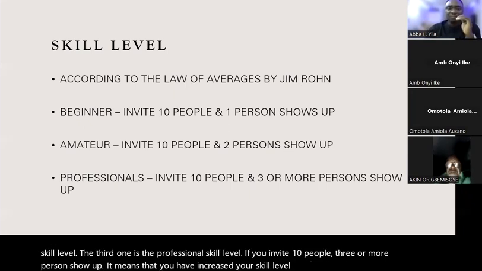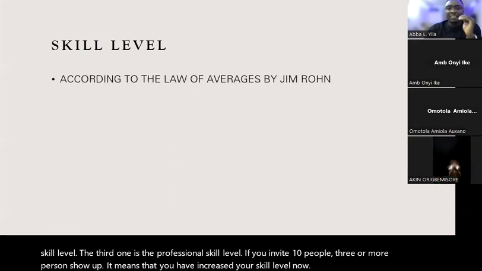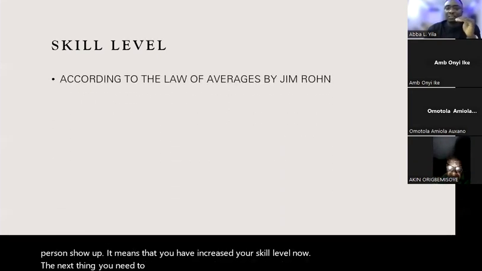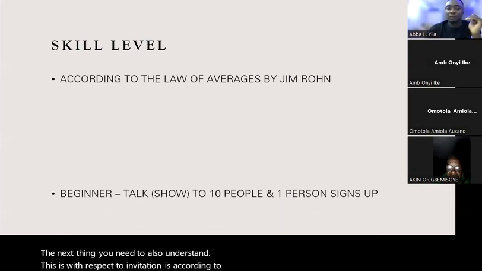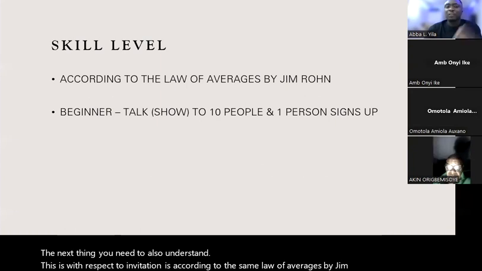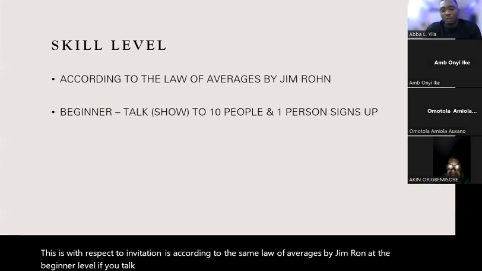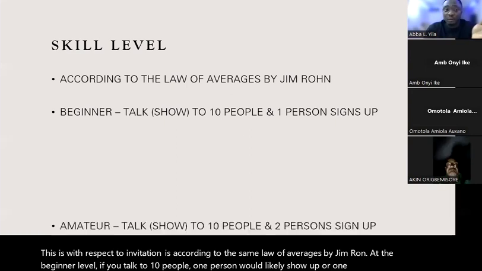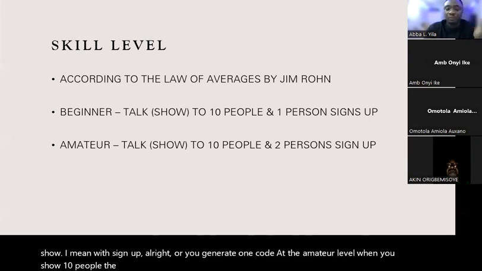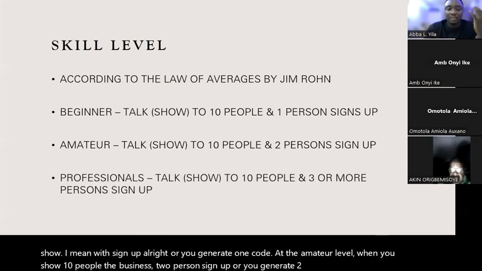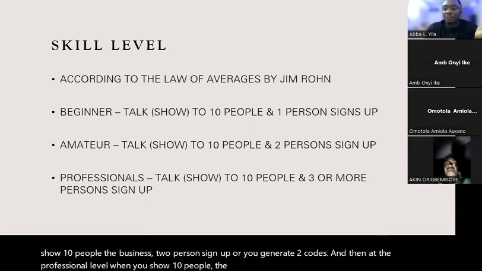Now, the next thing you need to also understand, this is with respect to invitation, is according to the same law of averages by Jim Rohn. At the beginner level, if you talk to 10 people, 1 person would likely show up, or 1 person will sign up, or you generate 1 code. At the amateur level, when you show 10 people the business, 2 persons sign up or you generate 2 codes. And then at the professional level, when you show 10 people the business, 3 or more persons sign up.